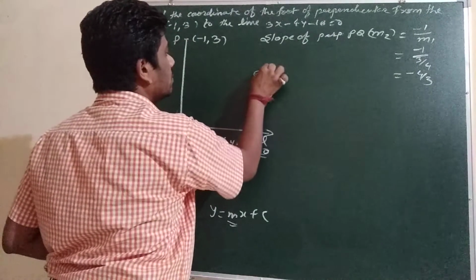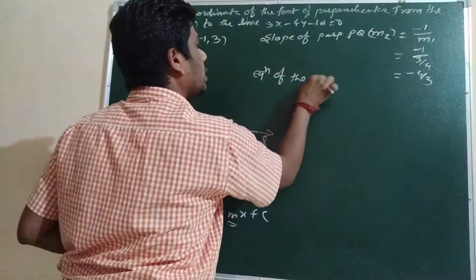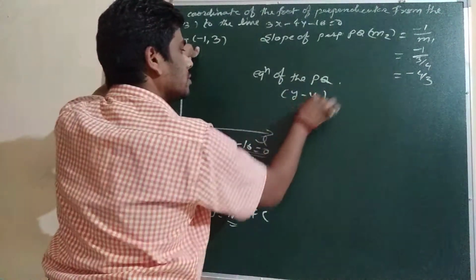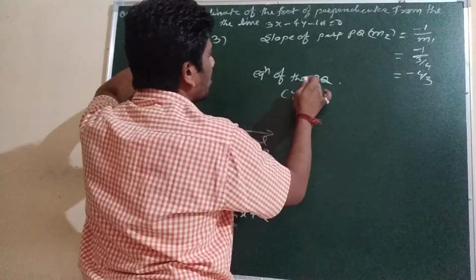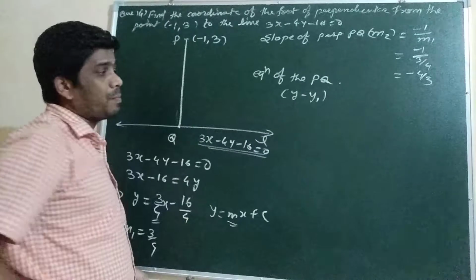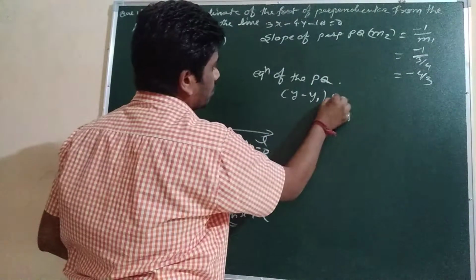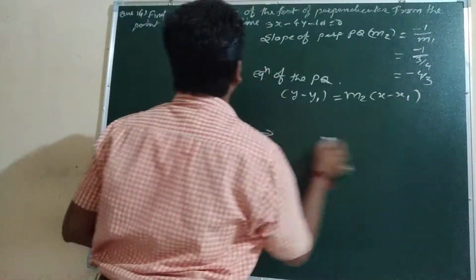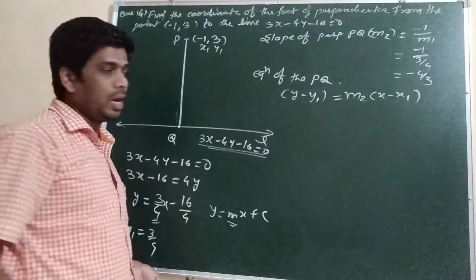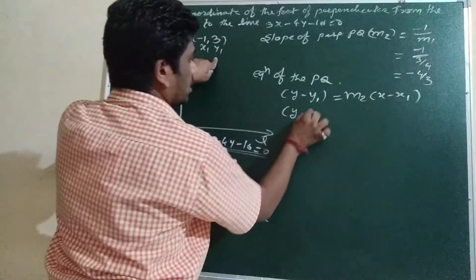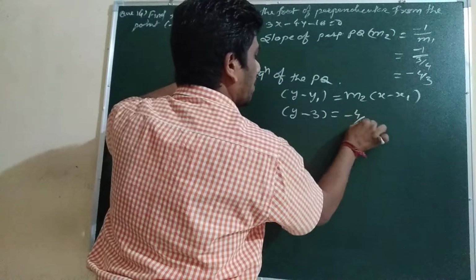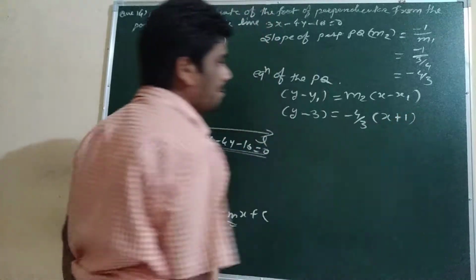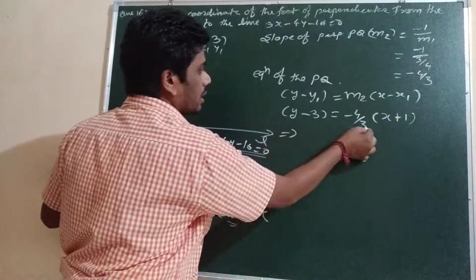Equation of the perpendicular PQ will be y minus y1 equal to m2 into x minus x1. So here x1, y1 will be this point. So y minus y1, which is 3, equal to m2, which is -4 upon 3, and x minus x1, which is -1. So minus minus will become plus 1. So we can cross multiply here.